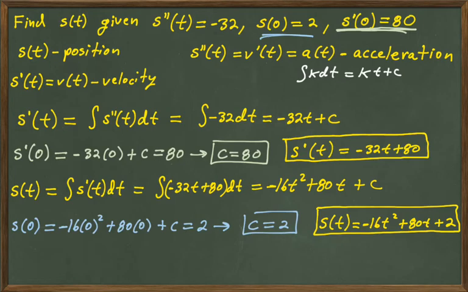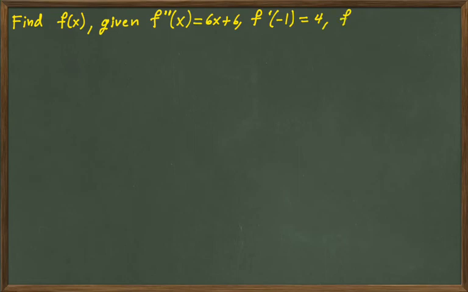Okay, we're going to do one more of these. If you're following along the notes, this was number 13. We're going to do another one like this. It may not have a story attached to it, but it is similar. So we're going to find the original function f of x, given that the second derivative is 6x plus 6, and then we're going to be given particular conditions that f prime of negative 1 is 4, and f of negative 1 is equal to 5.